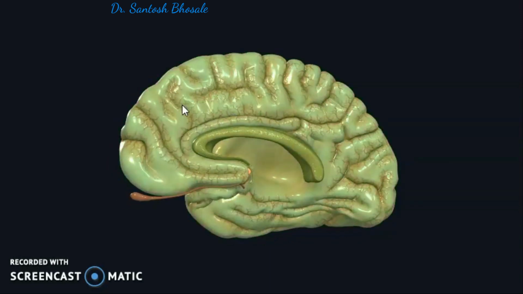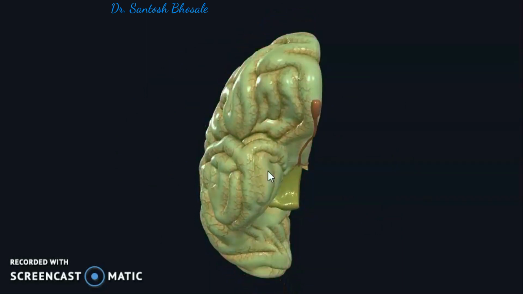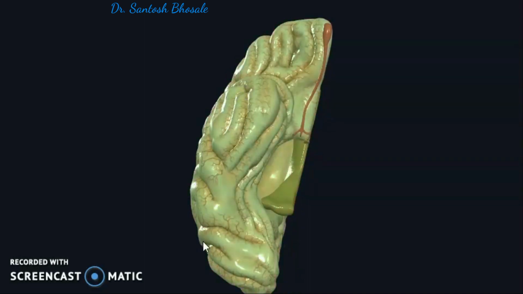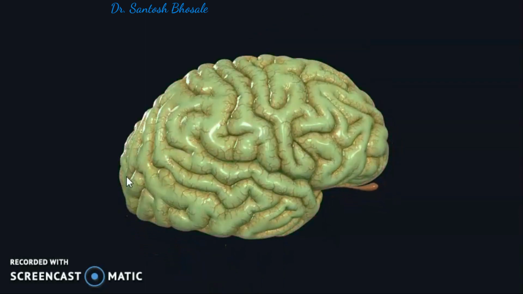And when you view the inferior surface, it is irregular, separated by a lateral sulcus into anterior orbital and posterior tentorial surface. So these are the parts that you are seeing here in the right cerebral hemisphere. You are seeing the different surfaces and borders.